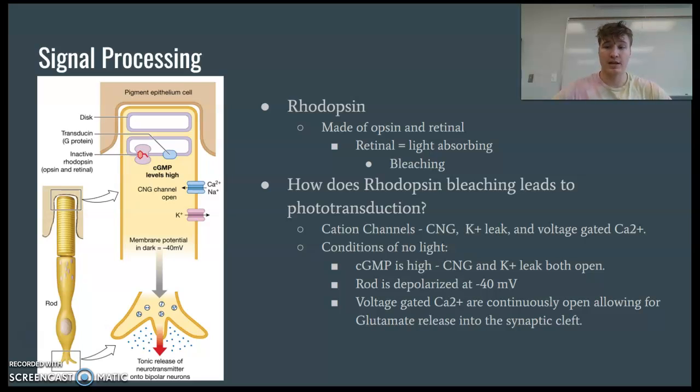So in conditions of no light, where it's completely dark, cyclic GMP is high within the rod, and therefore the cyclic nucleotide gated ion channels and the potassium leak channels are both open. So we're having an influx of sodium and calcium into the cell, and we're having the efflux of potassium out. This allows for the resting membrane potential of the rod to be at about -40 millivolts. And at this voltage, the voltage-gated calcium channels are all open, and we're allowing for the release of glutamate into the synaptic cleft onto the bipolar cells.